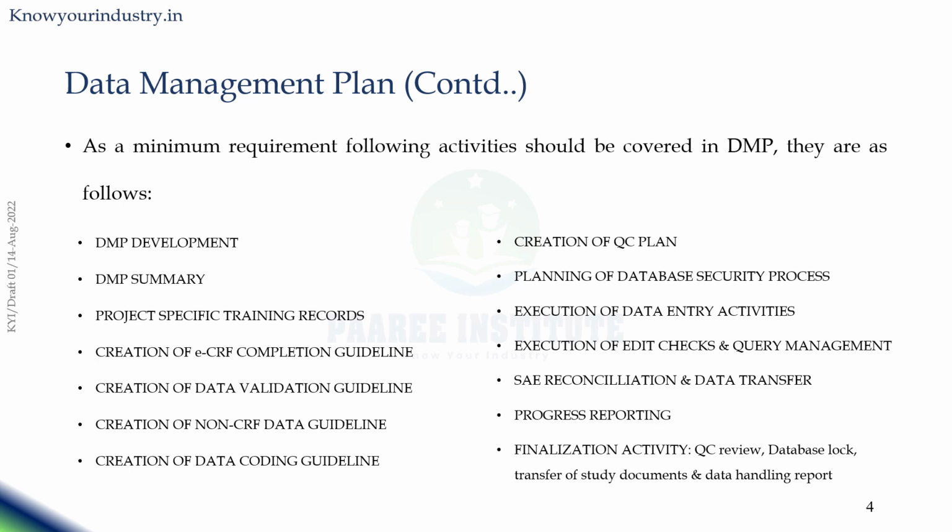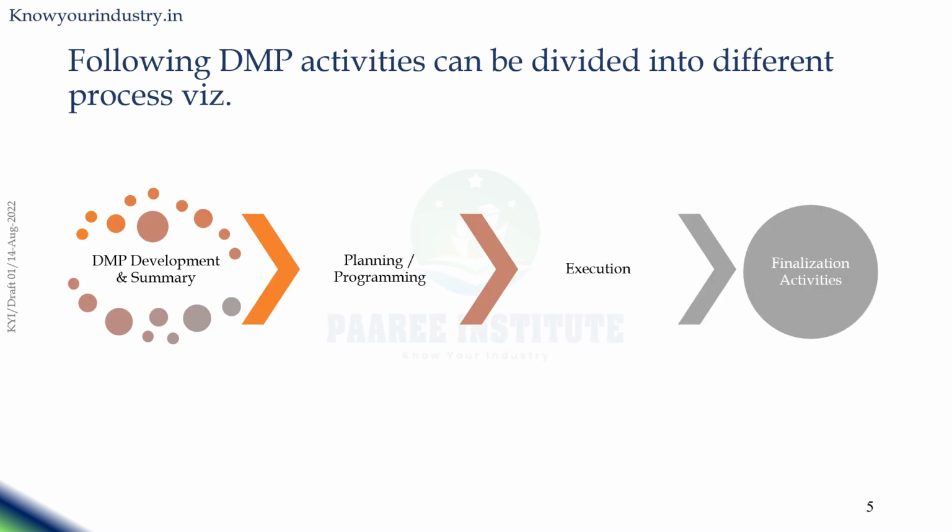Then the finalization activity. The final QC review will be performed. The database needs to be locked prior to the final extraction of data. Transfer of study documents and the data handling report needs to be completed during your finalization process. So the DMP activities can be divided into different processes like DMP development and summary. Planning or programming always includes the preparation of your guidelines and the rest of the activities. And execution comes only during the testing process as well as during your conduct process. Then the finalization activity is your final DB lock and final data extraction as well as handling the reports.